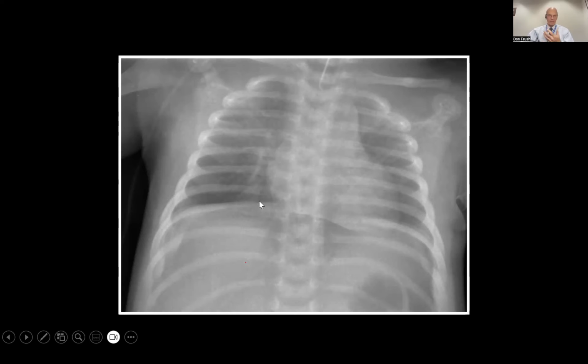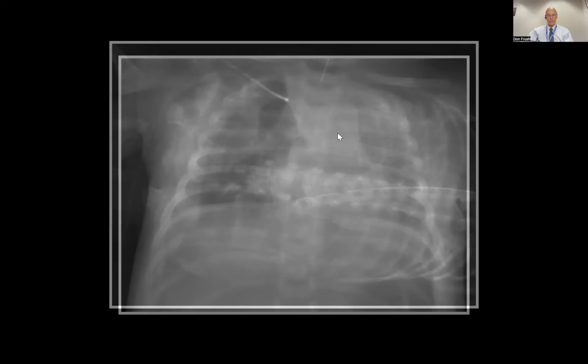Now, again, remember, you have to look at everything. You have to look at lung bases. You have to look at support apparatus. And this endotracheal tube, is it too high? It is, because here is your thoracic inlet, so that may need to be repositioned as well.